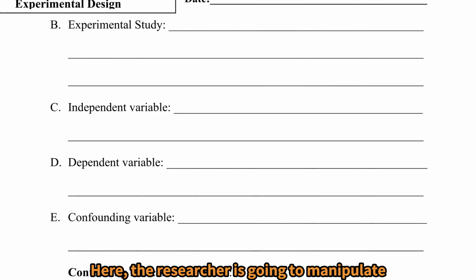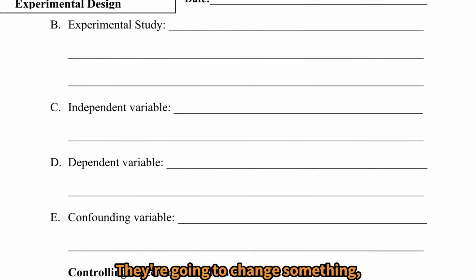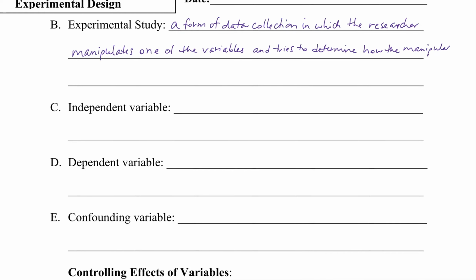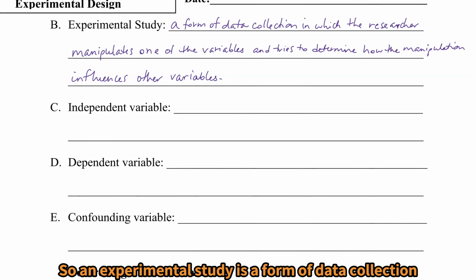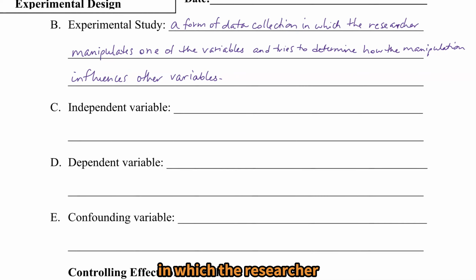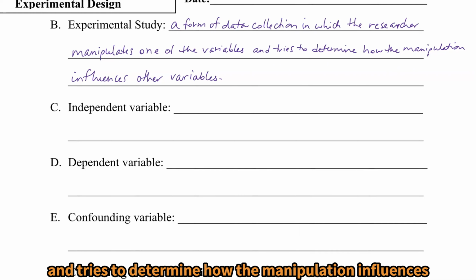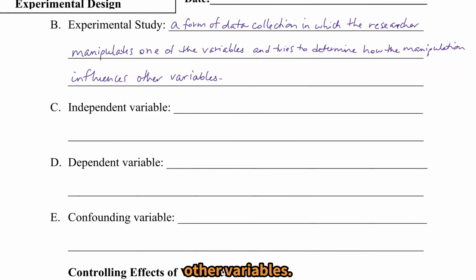An experimental study is a different type of data collection. Here, the researcher is going to manipulate one of the variables. They're going to change something and try to determine how that change influences other variables. So an experimental study is a form of data collection in which the researcher manipulates one of the variables and tries to determine how the manipulation influences other variables.